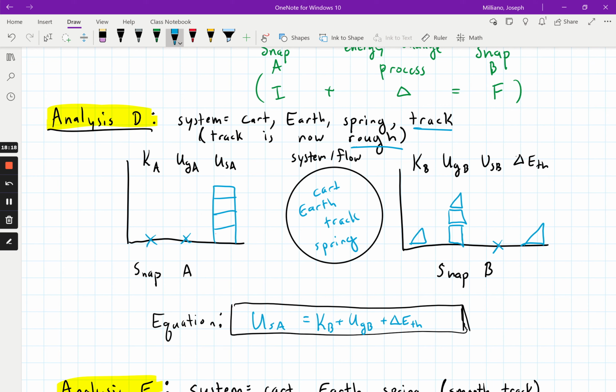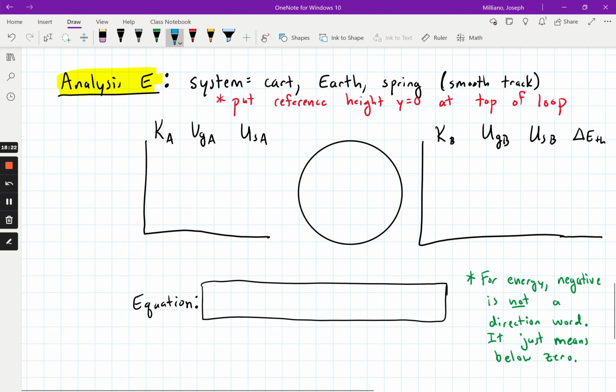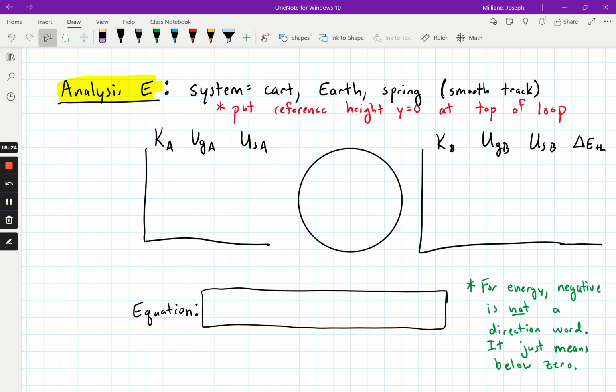All right, last but not least, analysis E. It's the same system, cart, earth, spring. We'll assume a smooth track again. What's different, though, is where we're going to put our reference height. We're going to put the reference height y equals 0 at the top of the loop now.